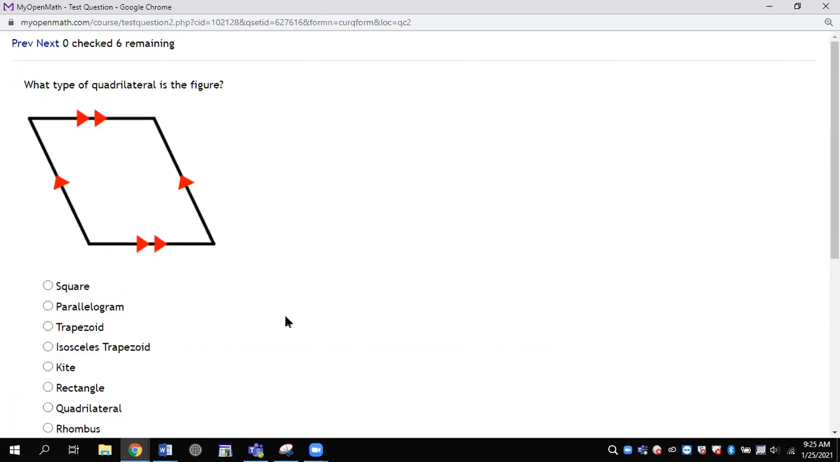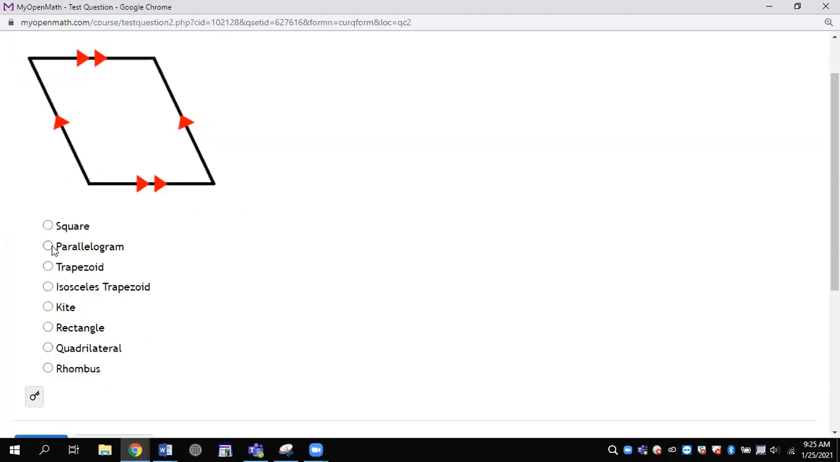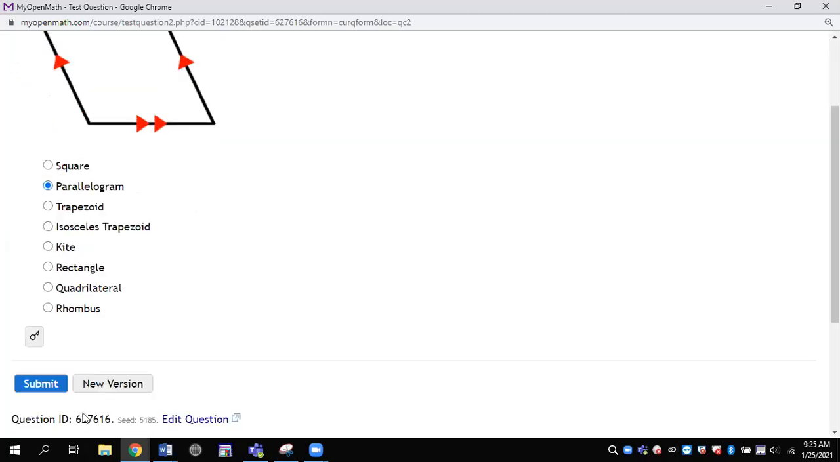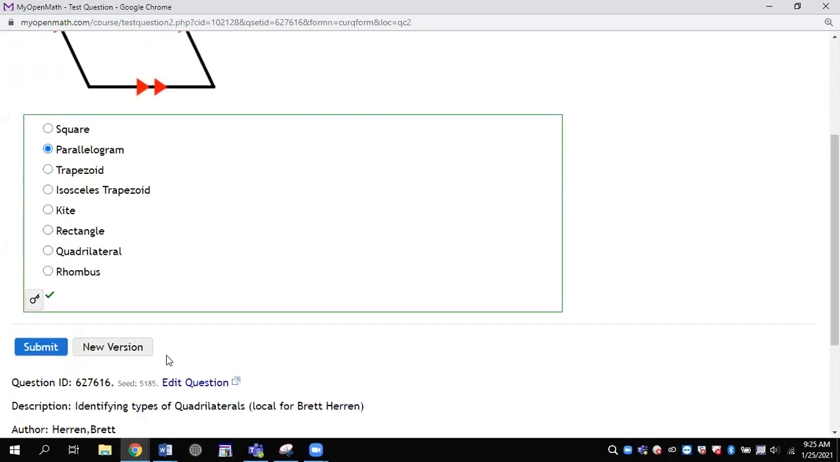Now, what's that? Top and bottom are parallel lines, right and left are parallel lines. That's what those arrows mean, same direction, parallel. Would it be parallelogram? Yep, parallelogram indeed, right? There it is, good.